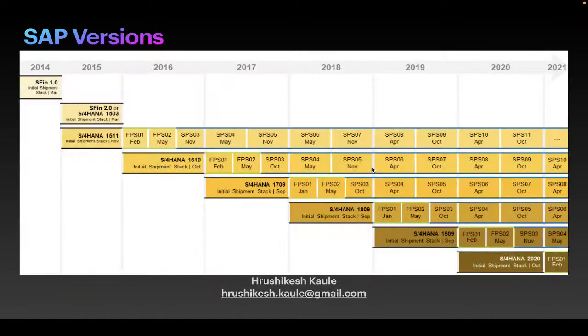Now what SAP is doing is upgrading itself every year. So if you see here, it is SAP 1511. This came in 2015. In 2016, it was the 1610 version. S4 HANA 1610 is a version. S4 HANA 1709 is a version.